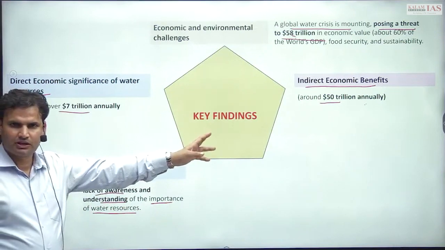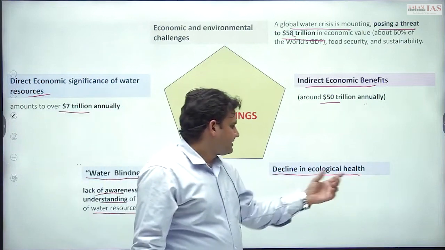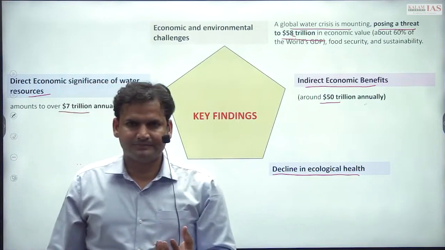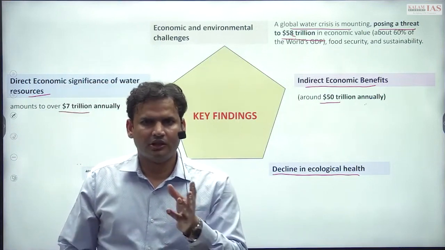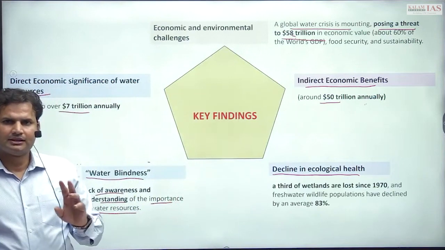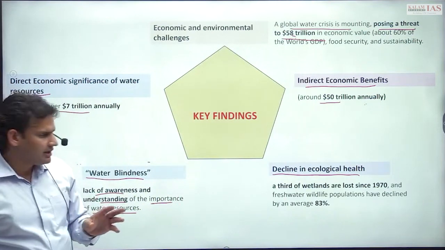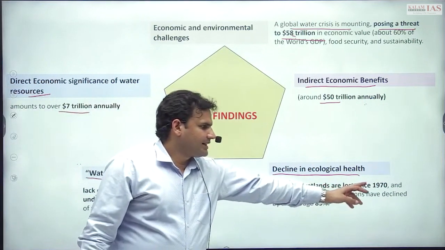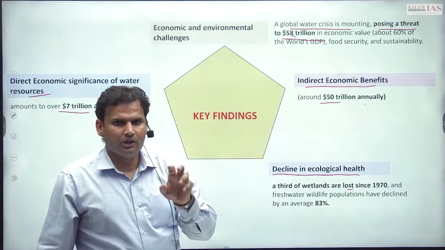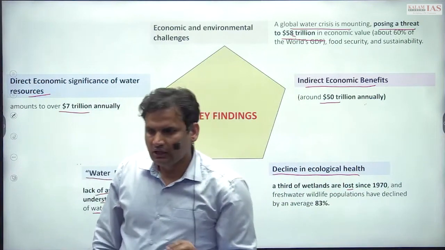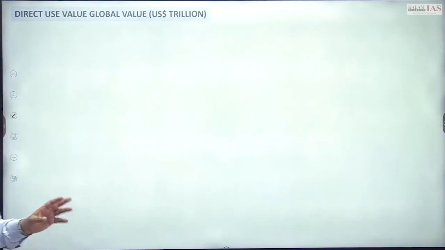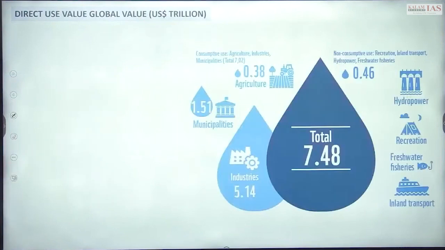in this particular report. And finally, there is decline in ecological health, because for healthy ecosystems, there should be proper conservation of water, and we will see that with proper data. Like since 1970, we have lost almost 1/3 of our wetlands, and we have lost around 83% of the freshwater species that are found, right? So one by one, we will see what are the key findings.